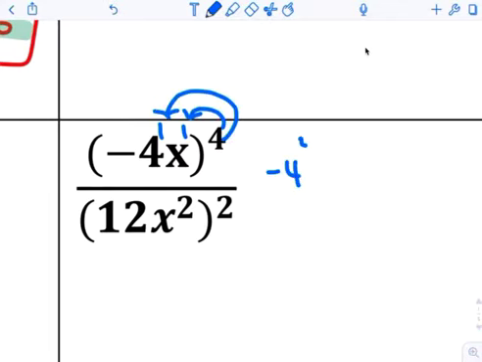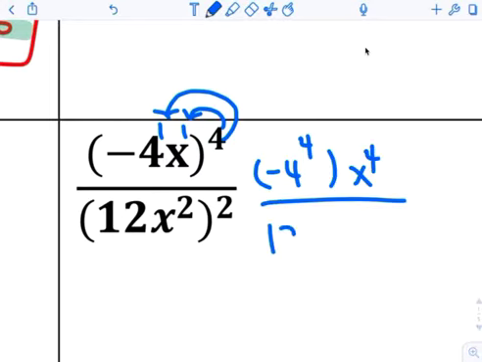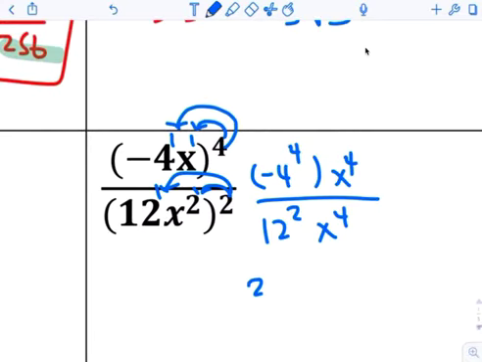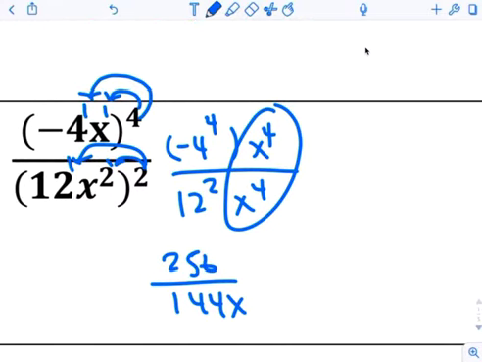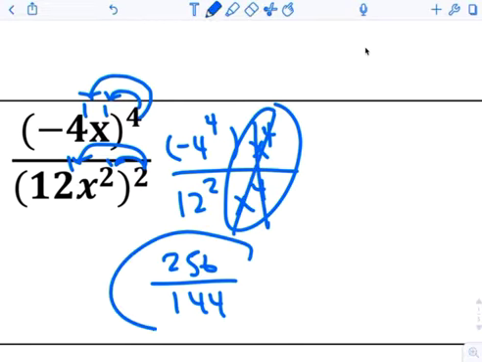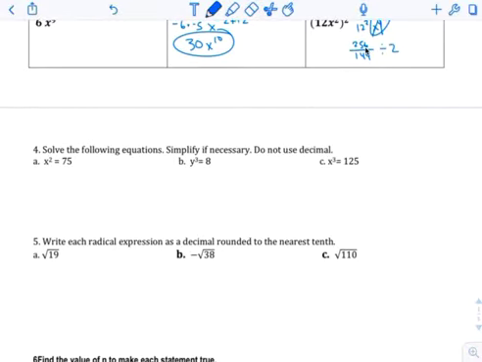Got negative 4 to the 4th, x to the 4th over 12 to the 2nd, and x to the 4th. So 256 over 144. X to the 4th. Oh, subtract these, right? You get 0. Oh, so this is gone. Get 0. So you only have this left. Reduce it. Make sure you reduce that, and that's your answer. I know divide by 2 for sure. Probably divide more. Finish that.